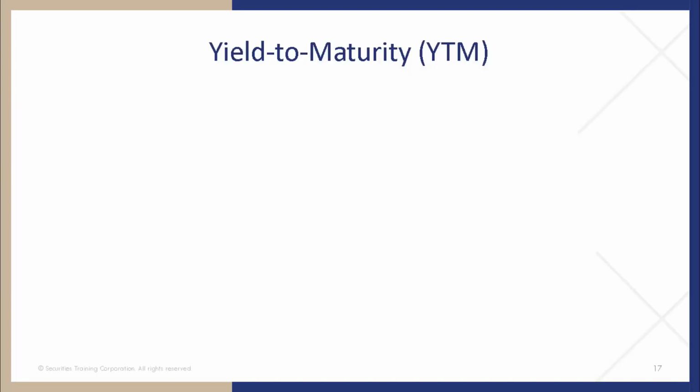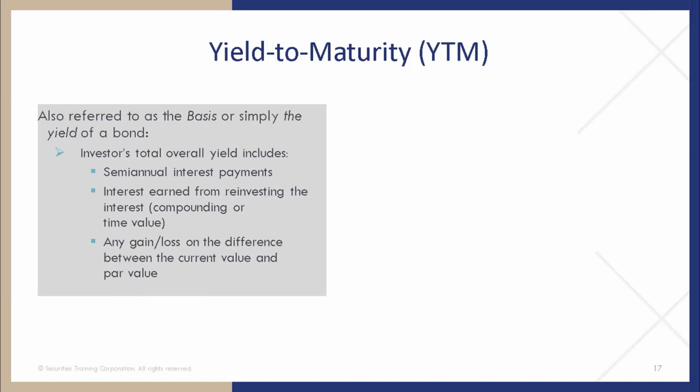Now that we've covered current yield as well as nominal yield, the third one we're going to talk about is yield to maturity, or YTM. Now, what does it consist of? Well, yield to maturity consists of basically 3 things. A lot of times we refer to it as the total return or total yield. It consists of, number 1, the semi-annual interest payments one receives when purchasing a bond. 2, the interest earned from reinvesting those coupons.